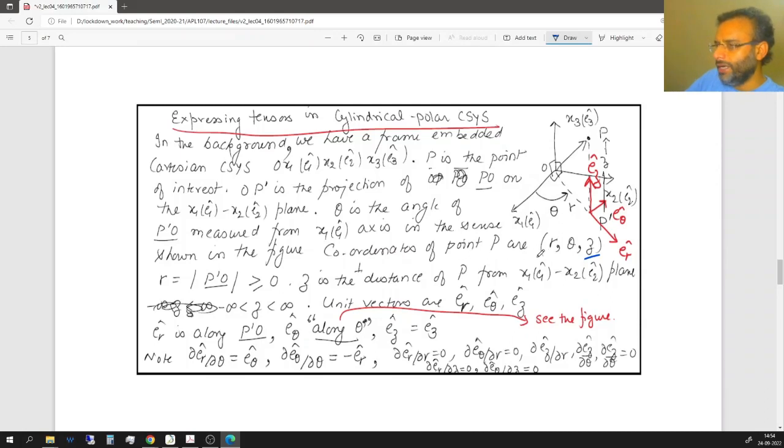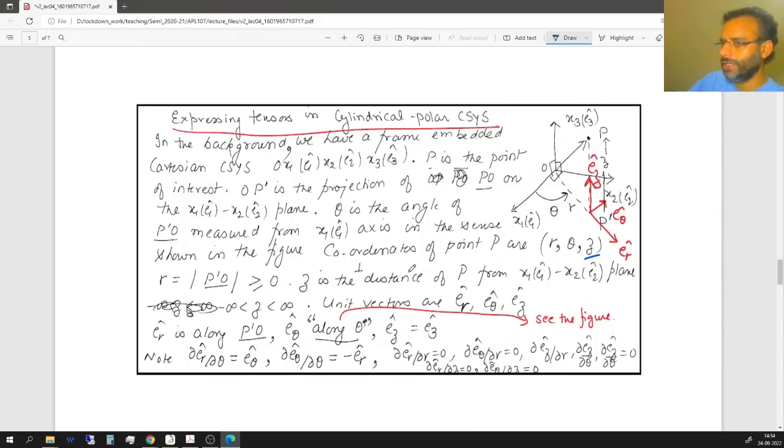The coordinates of point P in cylindrical polar coordinate system are r, theta and z. So theta is an angle, whereas r and z represent some distance, some length. R is actually the magnitude of this projected vector P prime O, and by definition it can never be negative. So that is the first coordinate in the cylindrical polar coordinate system. R is defined in this way.